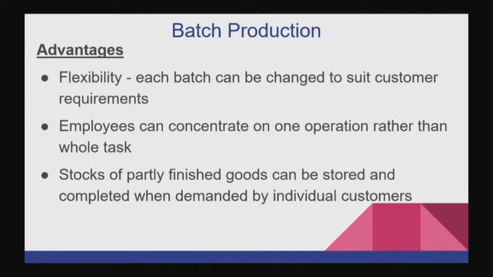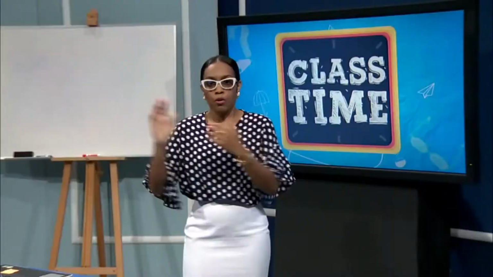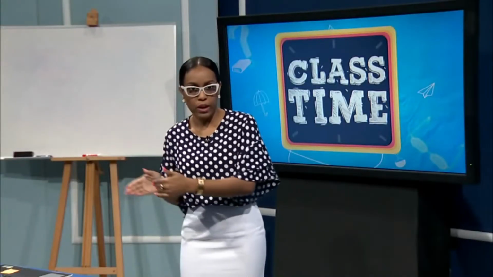Employees can concentrate on one operation rather than whole tasks. So remember, with job production, you can only focus on one item at a time. That's not the case for the batch production, right? Because you're going to have a lot of different persons working with a specific machine for this task now. So you're going to have person A doing what they need to do.